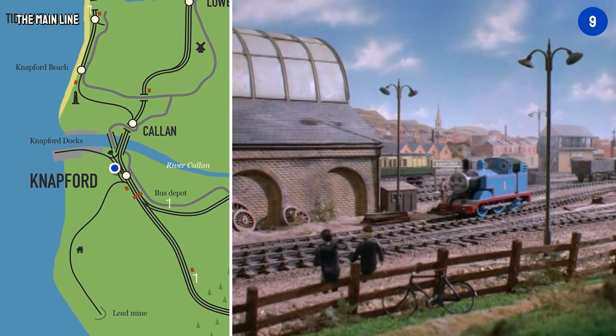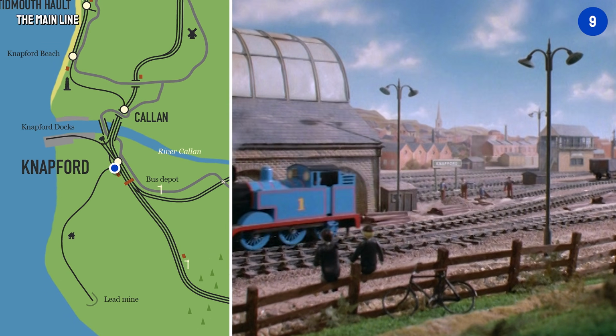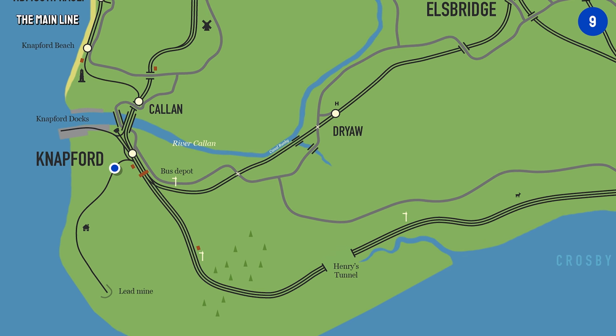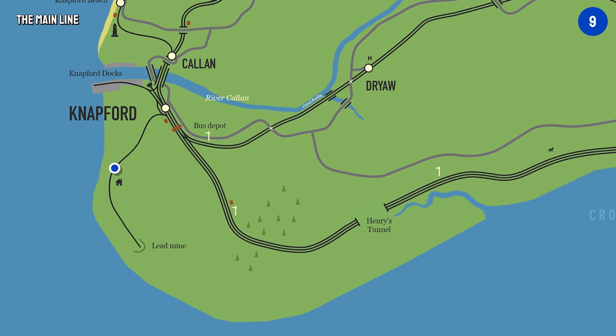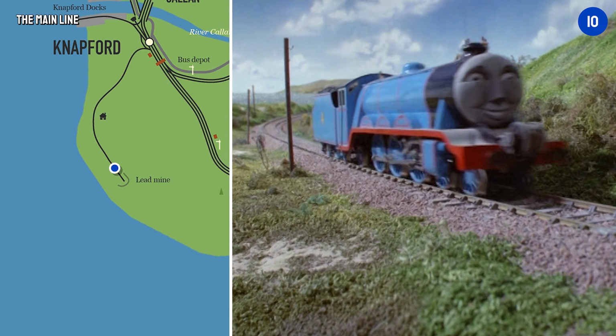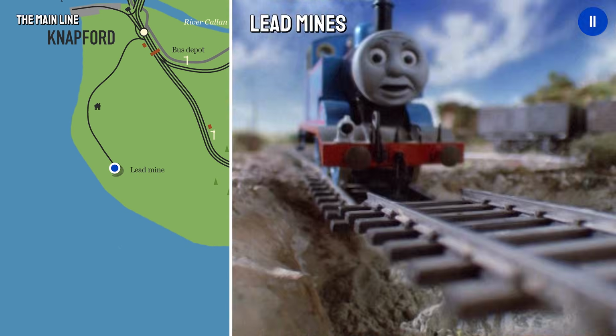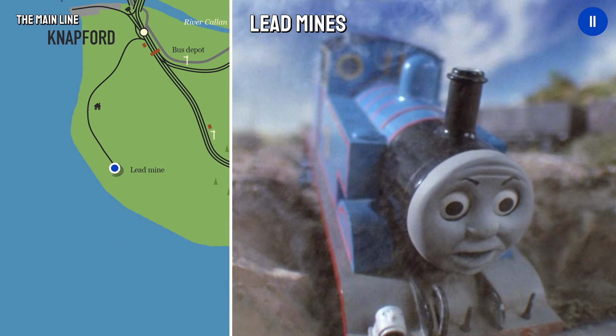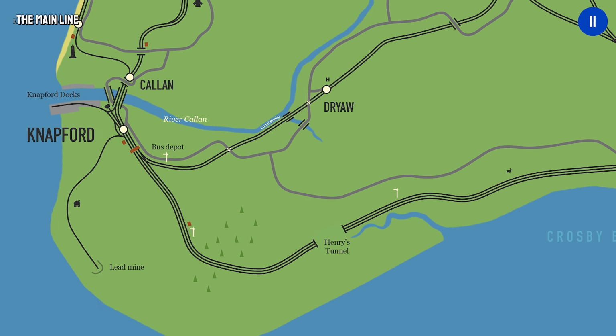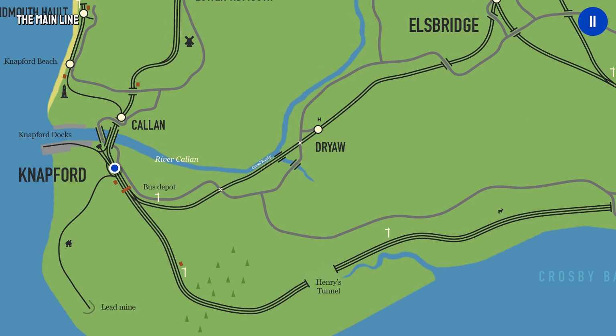Slightly to the left of the station is a small junction to the old lead mines. The lead mines are along a single road line that travels near the sea, past this lonely cottage and to the workings itself. It was here that Thomas fell into a disused mine. Heading back to the main station, we'll now start our journey.